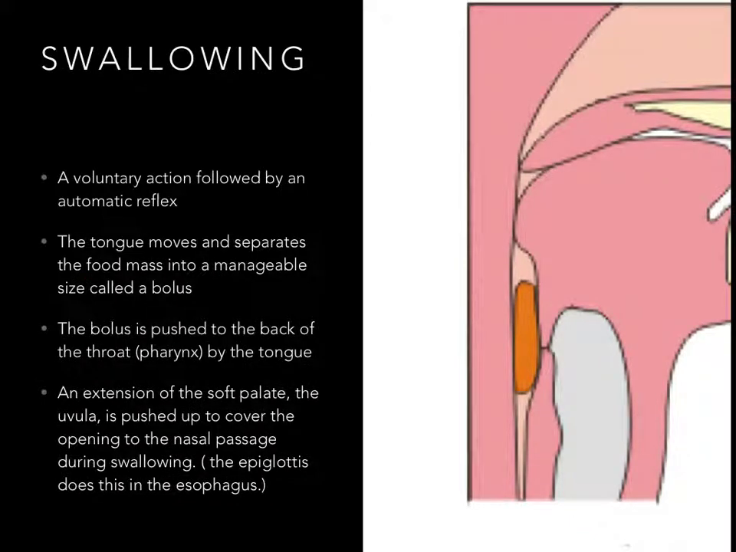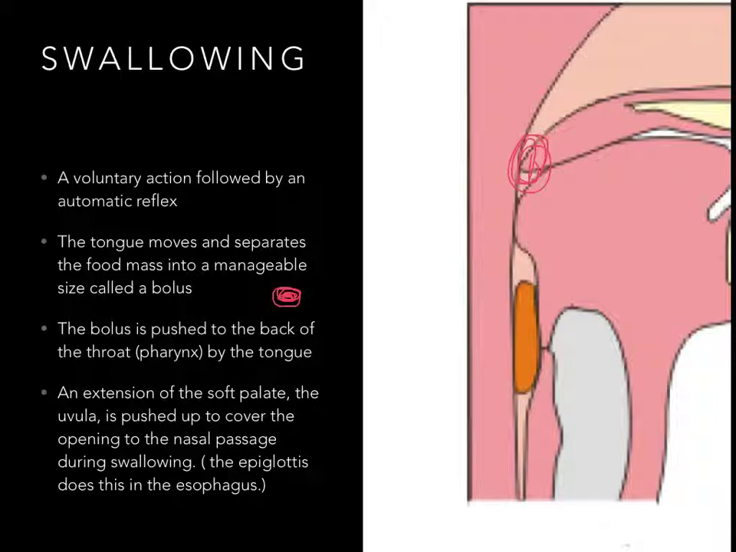Swallowing. This is a voluntary action followed by an automatic reflex. The tongue moves and separates the food mass into manageable size called the bolus. Normally a small circular ball, kind of spherical in shape. The bolus is pushed to the back of the throat, which is known as your pharynx, by the tongue.